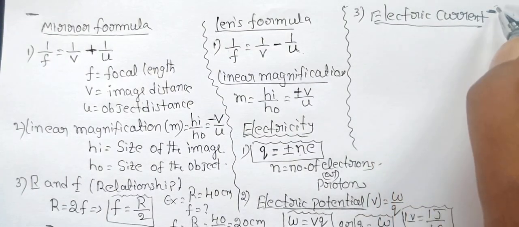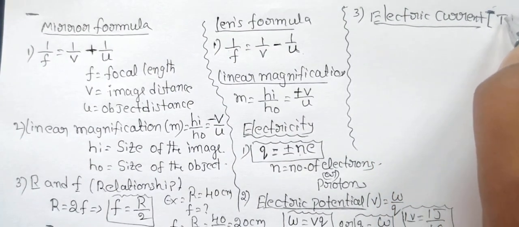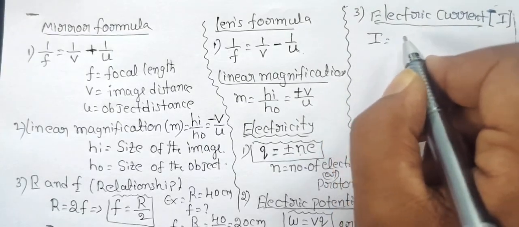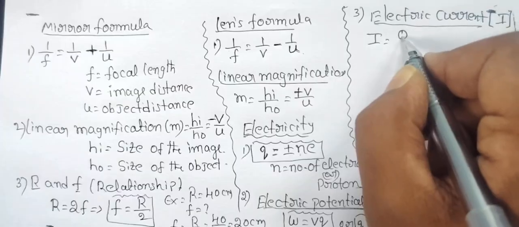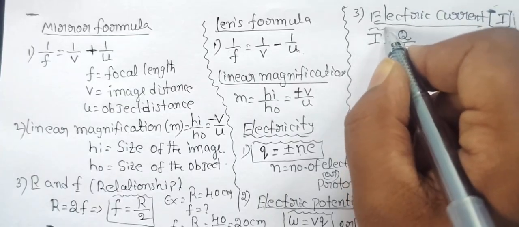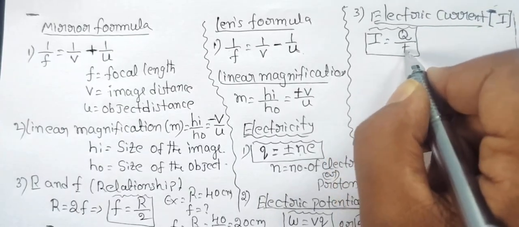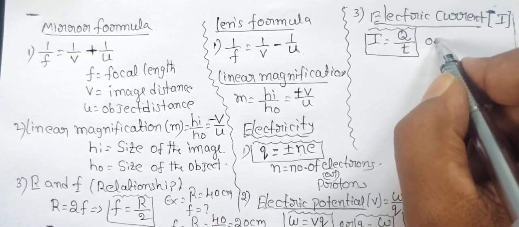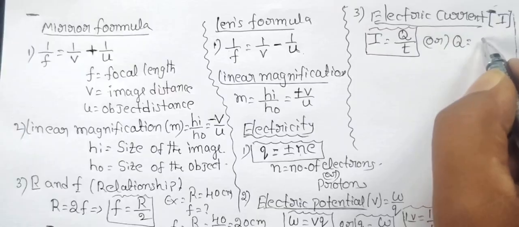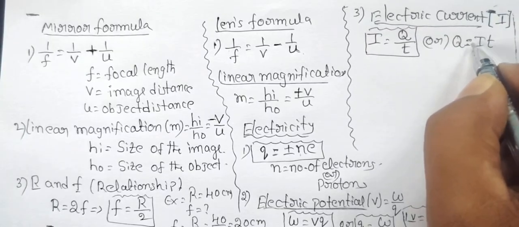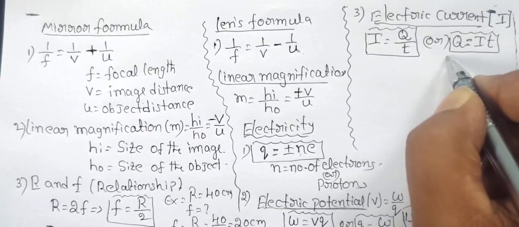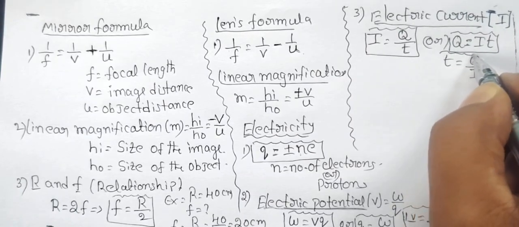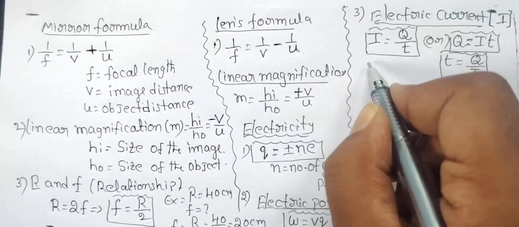Next is the electric current. Electric current symbol is small i or capital I. I is equal to Q by T. This is the basic fundamental formula. Q is charge, T is the time. We can write Q is equal to IT also, and T is equal to Q by I also. Any formula we can write.